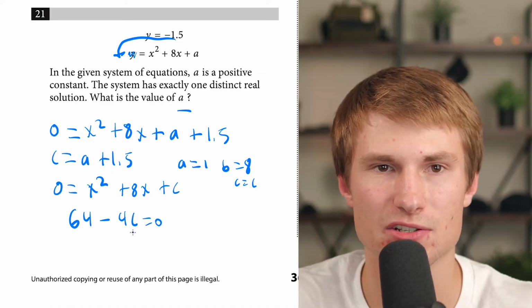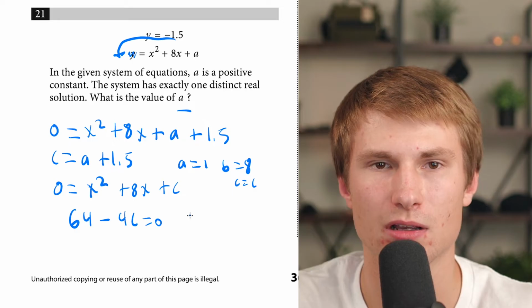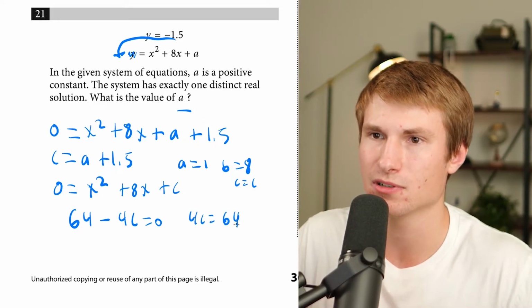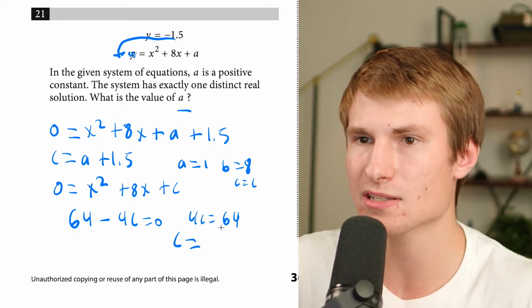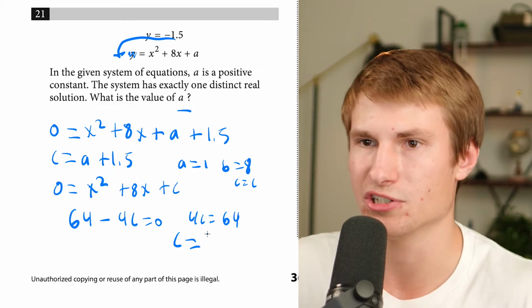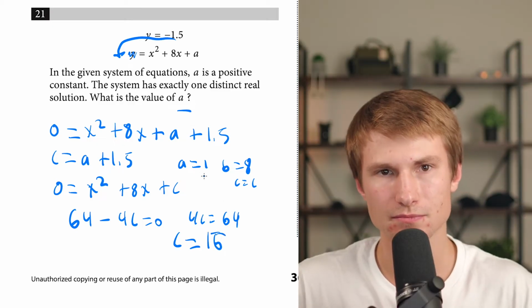From here, it's really easy to solve. Add 4c to each side. So 4c is equal to 64. Divide both sides by 4. c is going to equal 64 over 4, which is 16. So c is 16.